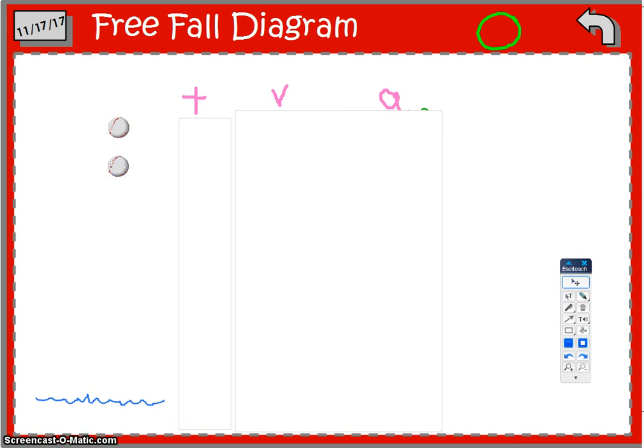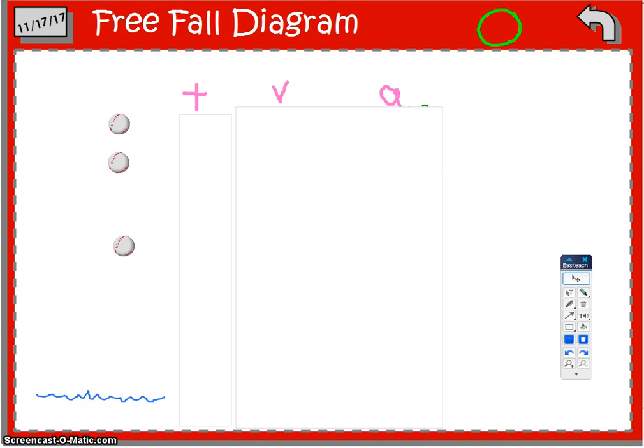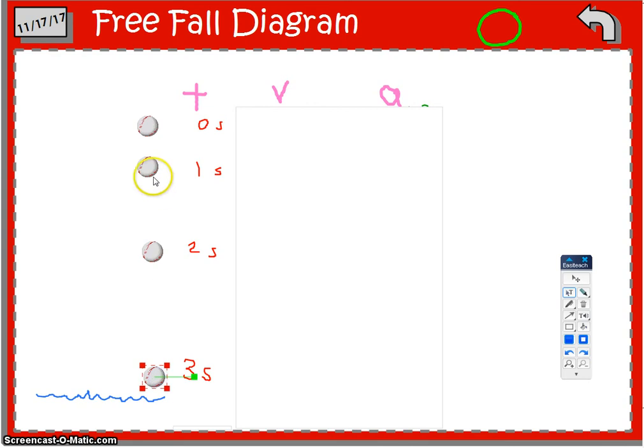Then it picks up speed, so it moves a little faster. And faster still. So what happens is we're looking at different times. This baseball is after 0 seconds. This is after 1 second. This is after 2 seconds. And this is, I'm going to say it fell for 3 seconds and it's about to hit the water.